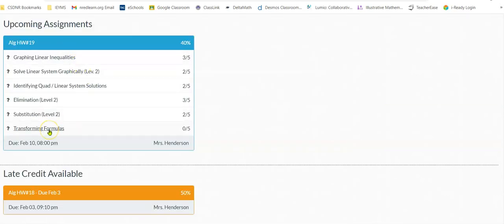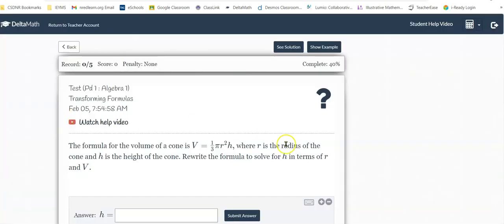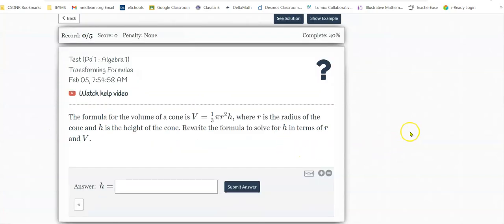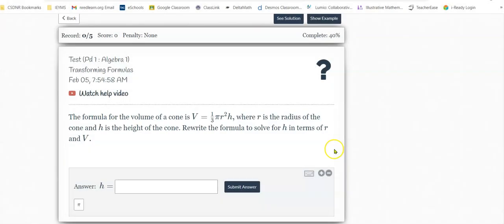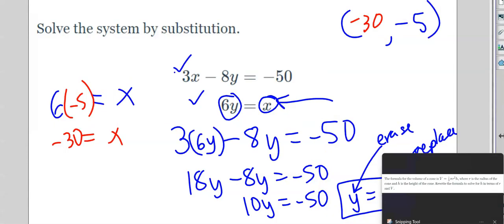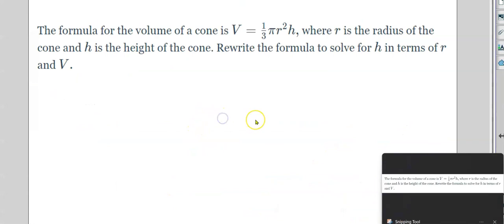All right, last one. This is an old topic, transforming formulas, and it's something that we need to keep practicing so we never lose our skill. This one is going to ask you to transform the volume of a cone formula, and they want you to rewrite the formula to solve for h in terms of r and v. That means get h by itself and get all of the letters on the other side. So here we go.